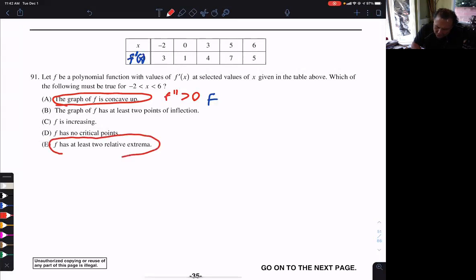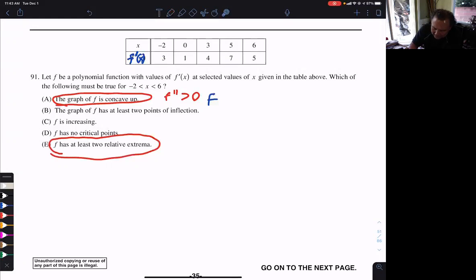F has at least 2 relative extrema. So what is the justification for a relative extrema? In your brain, you should think the derivative changes from positive to negative or negative to positive. That better come to your brain. If that's not immediate, you are not ready for the test and you are in big trouble. The justification for relative max is the point where the derivative changes from positive to negative, and the justification for relative min is when the derivative changes from negative to positive.